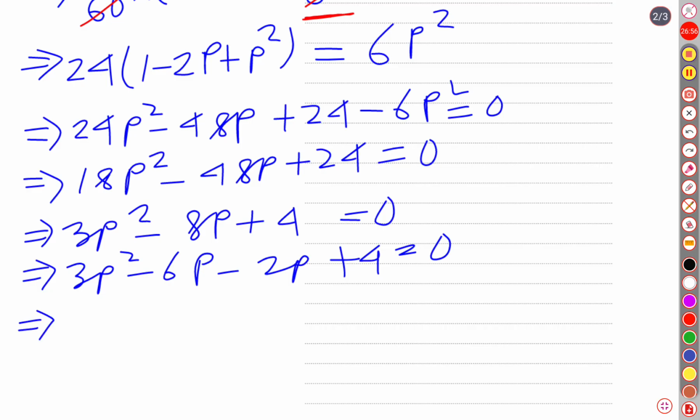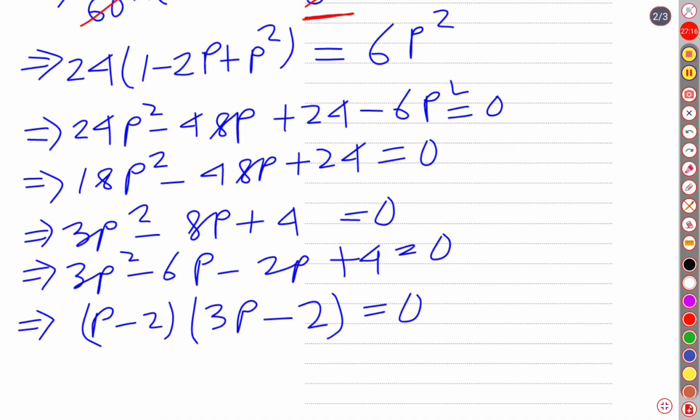Now if we take 3p as common factor, the first factor is going to be p minus 2, and the second factor is going to be 3p minus 2. So 3p minus 2 is equal to 0. This is the factored form of our quadratic equation. Hence our p is going to be 2 over 3.